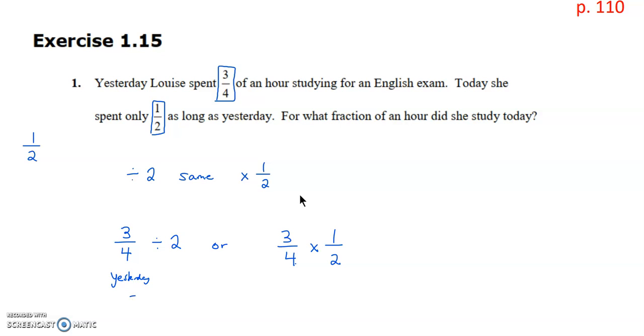If we divide by 2, remember that we end up multiplying by half anyways, because division is not possible, so we change to multiplication, and 2/1 changes to its reciprocal, which is 1/2. So we're going to see here that we get a result that is smaller, which is what we want, because today she spent half as long as yesterday. So she spent 3/8 of an hour studying today.